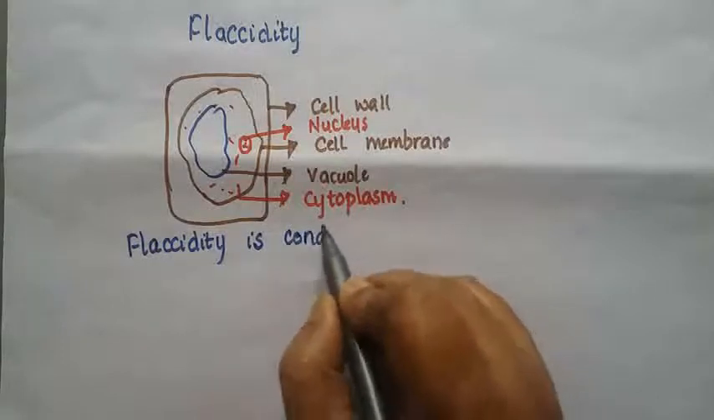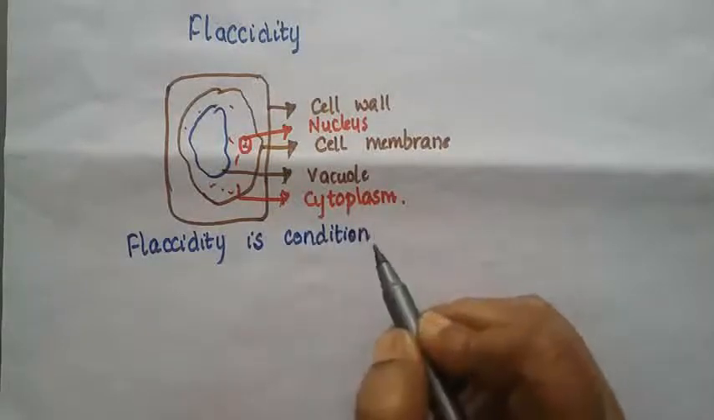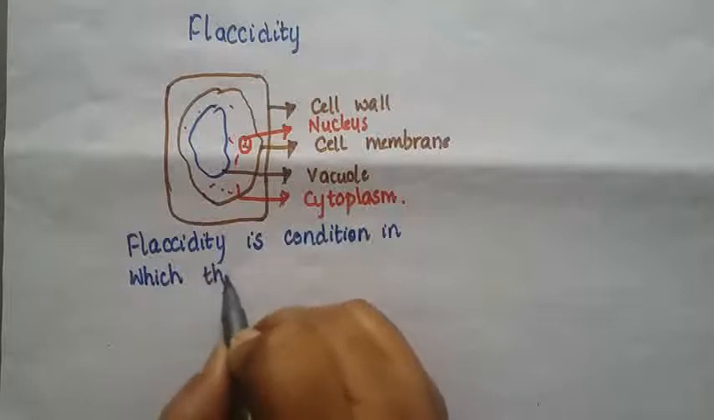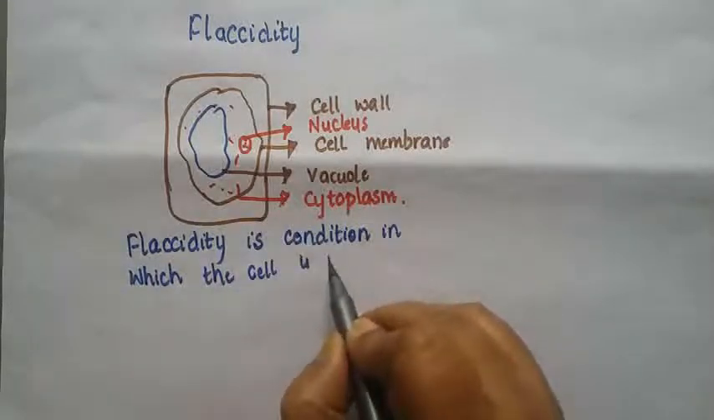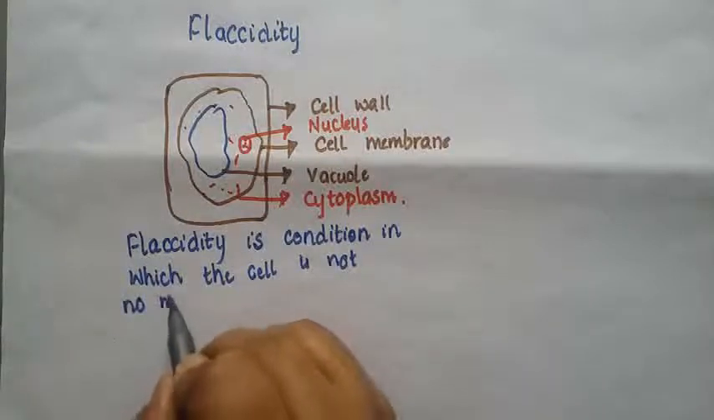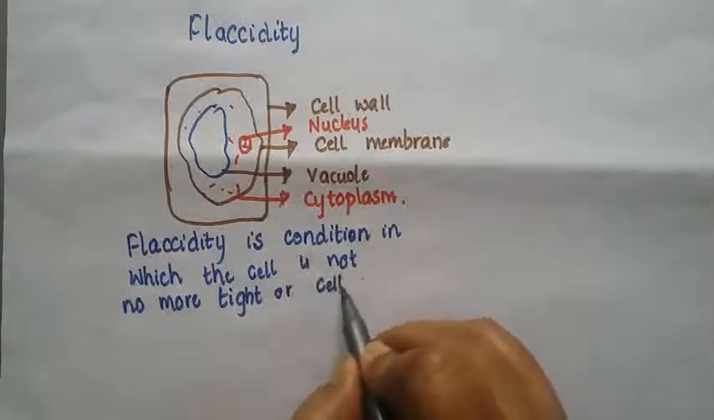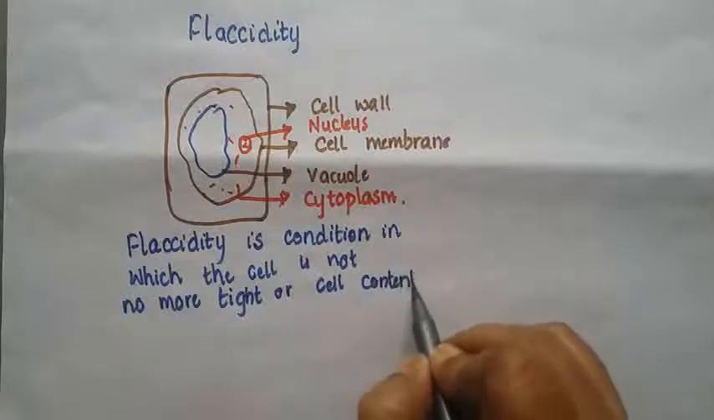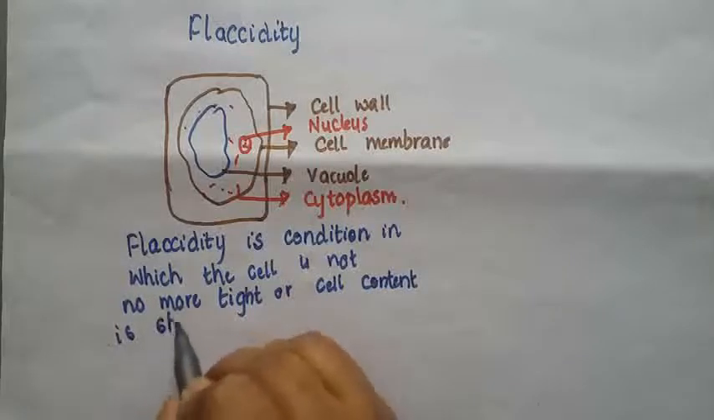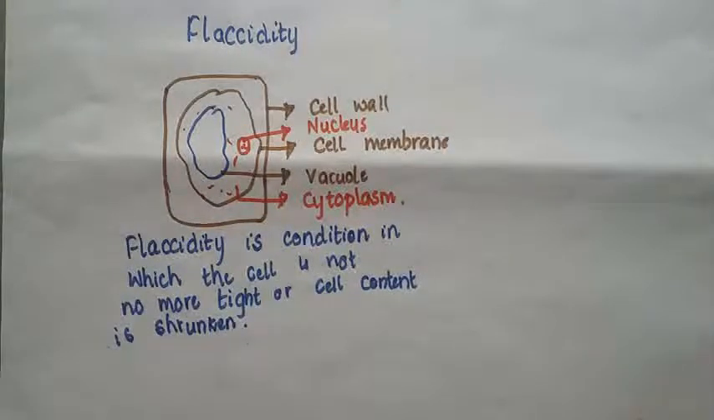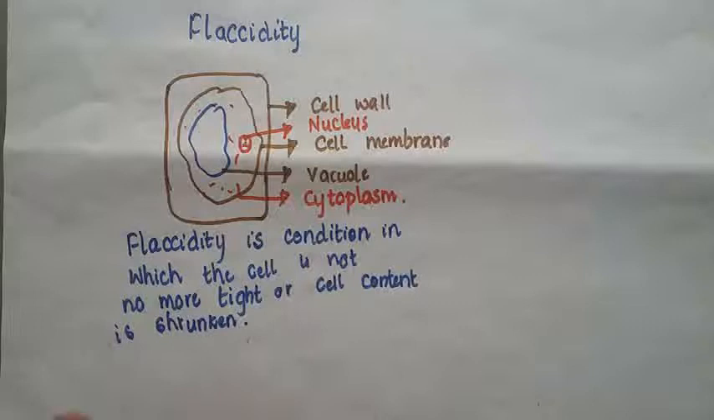Flaccidity is a condition in which the cell is no more tight, or you can say that the cell content is shrunken. The cell is no more tight, and the cell wall and cell membrane are no longer very close to each other. So it has lost that turgidity. It is no more tight. The cell membrane has withdrawn from the cell wall.